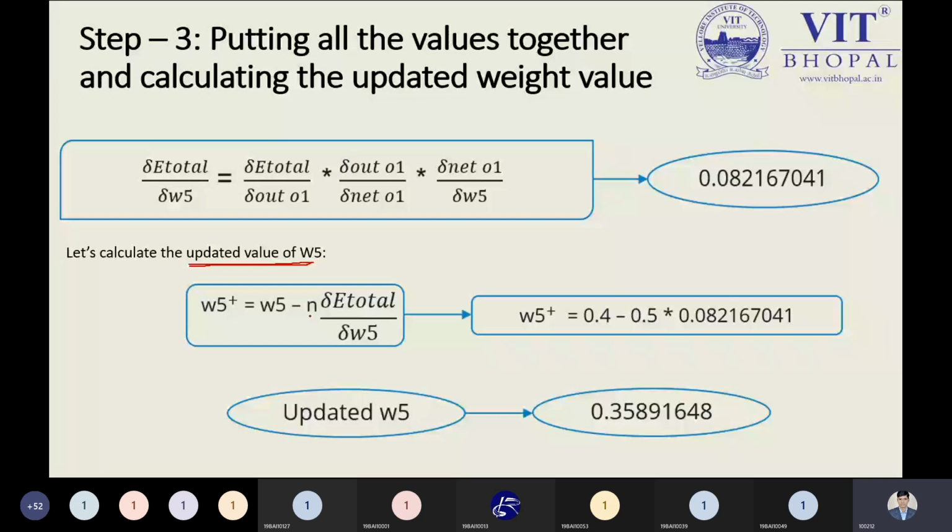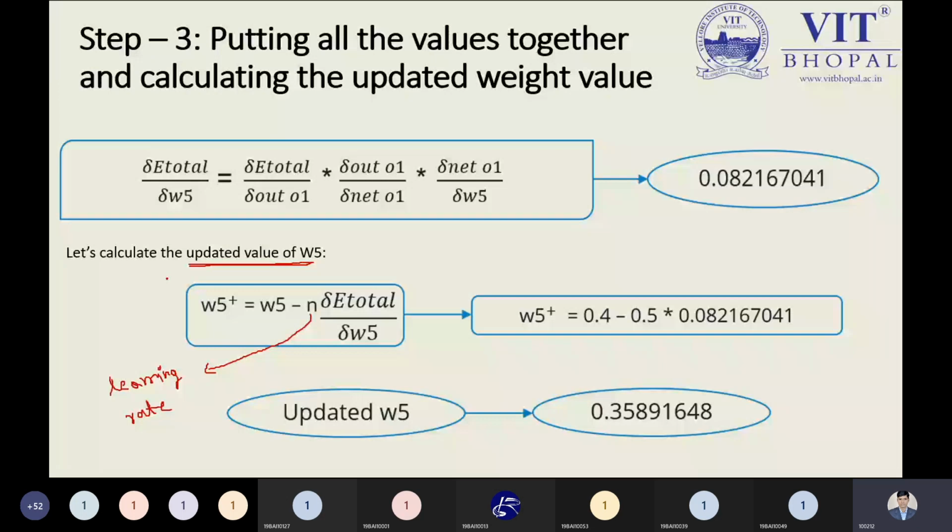So what is this n? This n is the learning rate. This is known as the learning rate. You can choose any random value from 0 to 1 for the learning rate. It's up to you. I'm repeating once again, you can choose any learning rate value from 0 to 1.